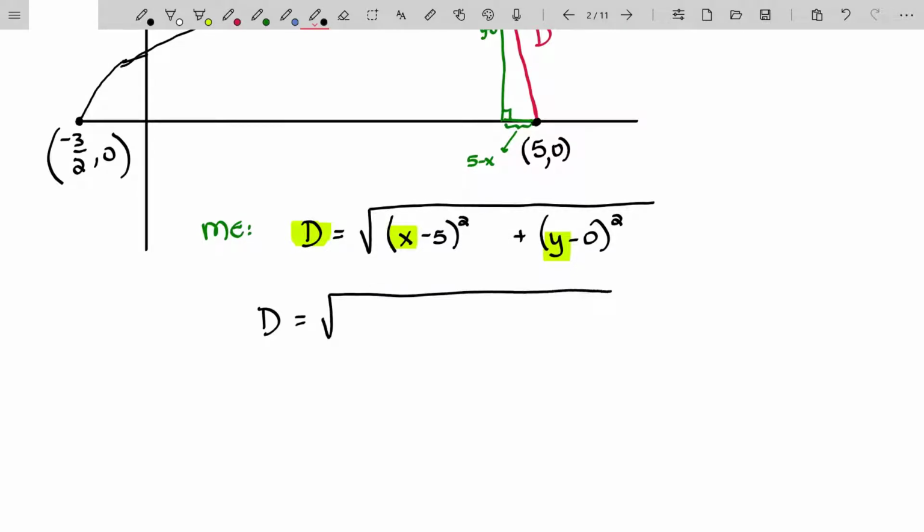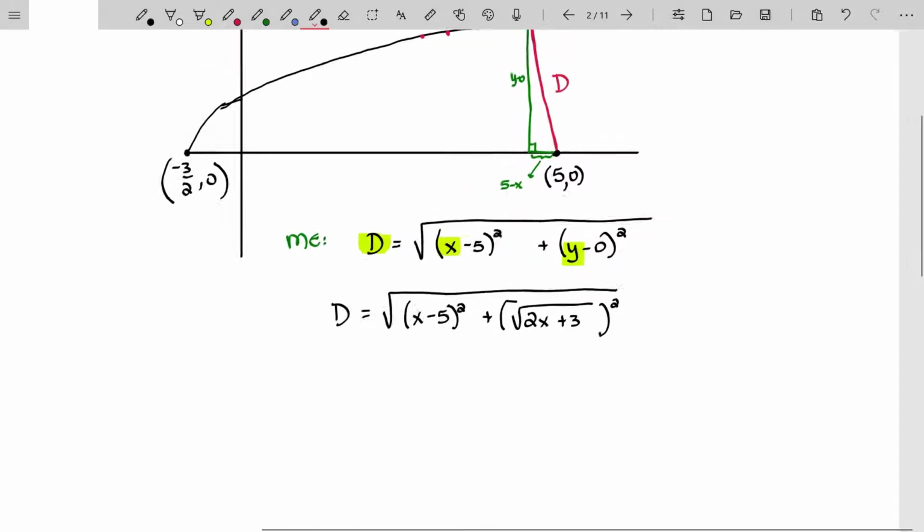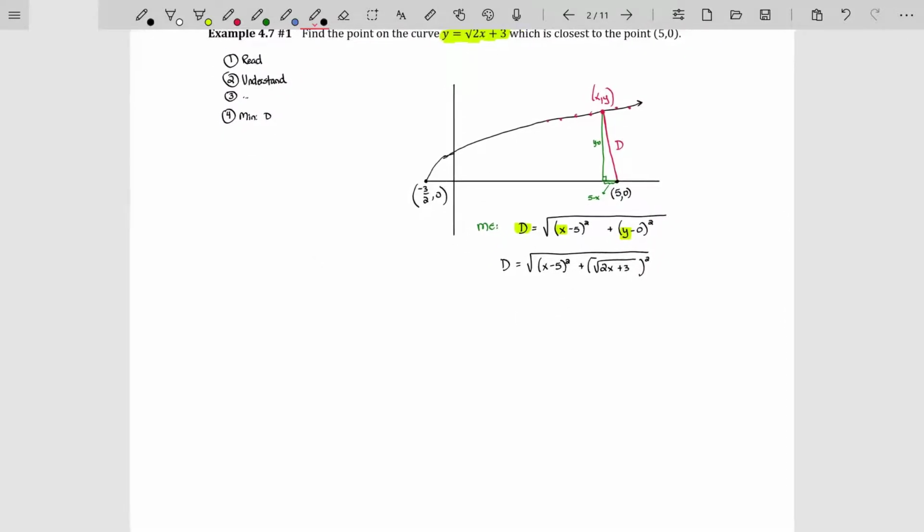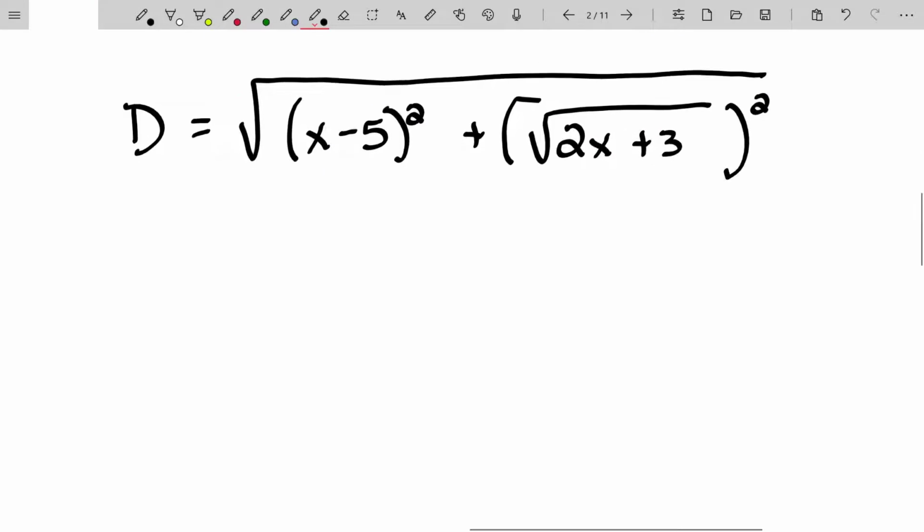So our relating equation is stated, so our master equation becomes d is equal to the square root of the quantity x minus 5 squared plus the quantity square root of 2x plus 3 minus 0 squared. Obviously, that'd just be 2x plus 3. I totally get that. Now, before we then optimize this equation, in other words, before we start hunting for the absolute maximum or absolute minimum of this equation, there are a few things I want to mention.